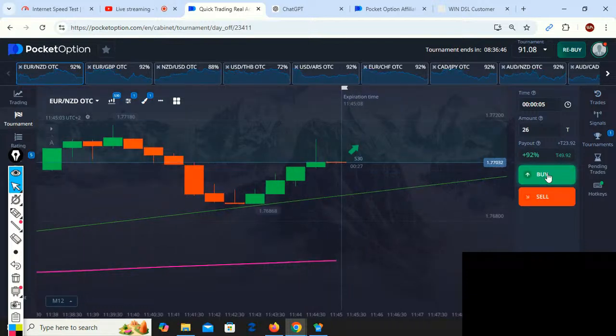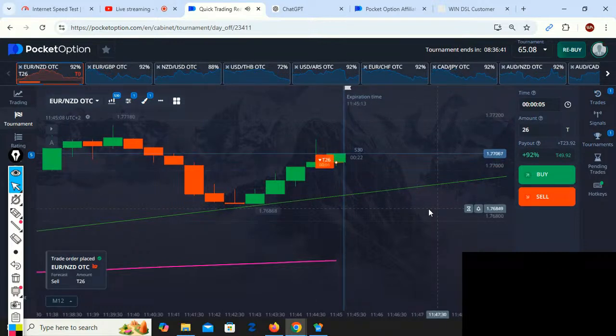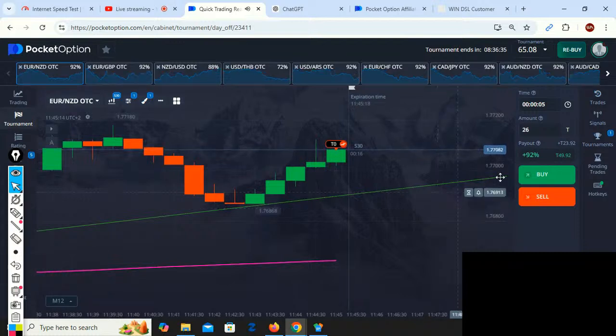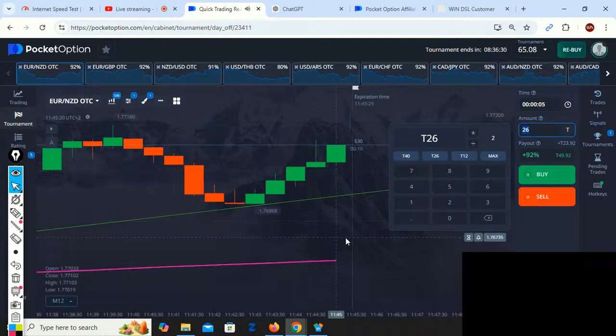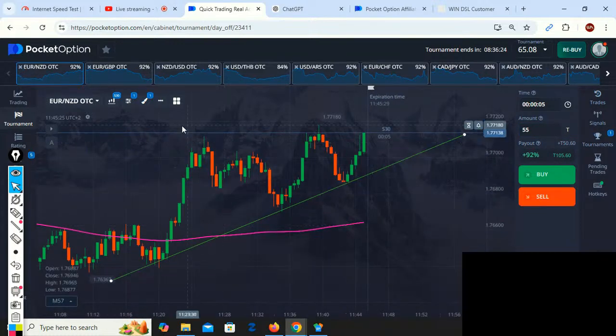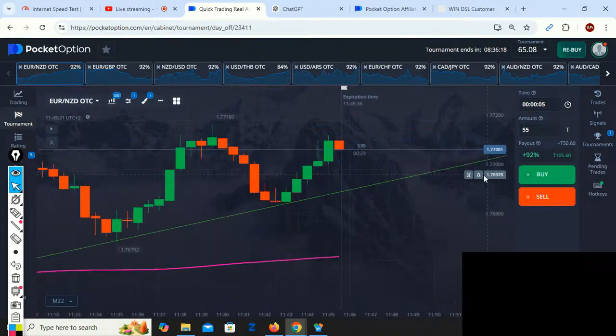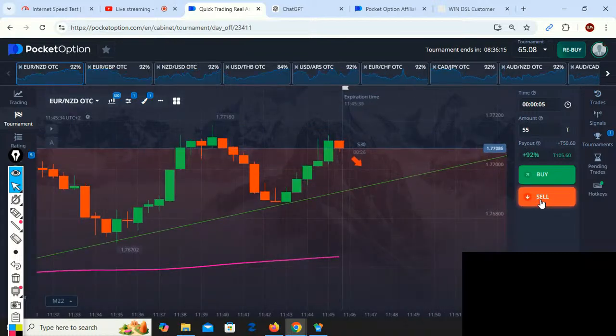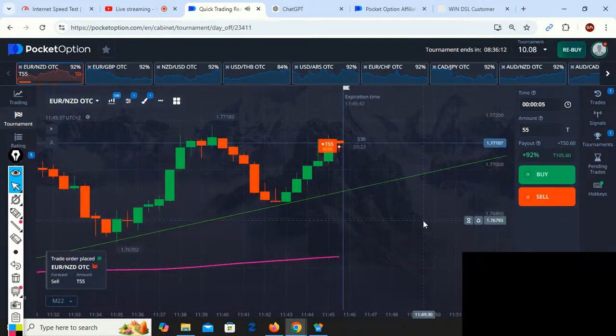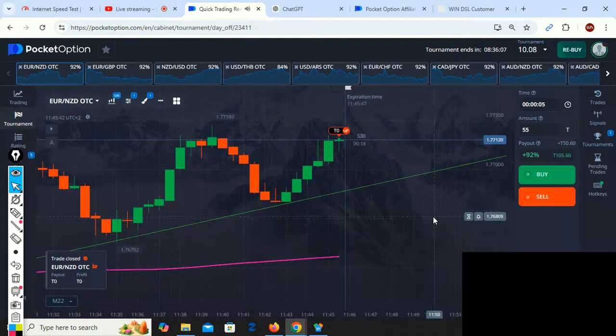Let me see if we can get green. We have red. I'll go for a sell. Oops. Okay. So now I will go. So 52. I'll go for 55. Now we are reaching some sort of resistance area. Go for a sell if it gives me. Come on. Go for a sell. And it's a loss.